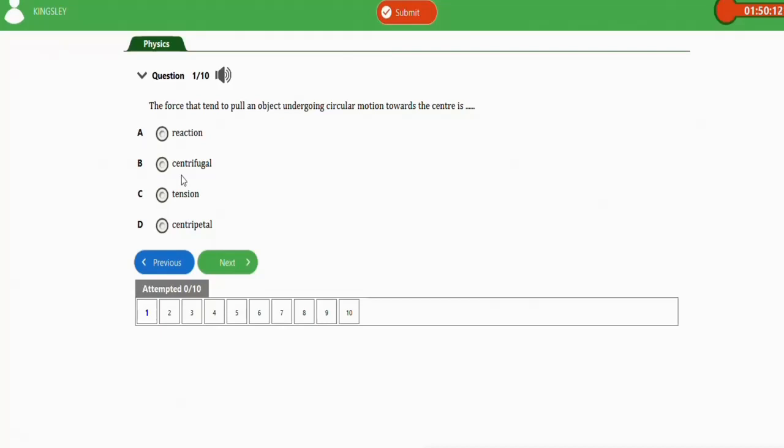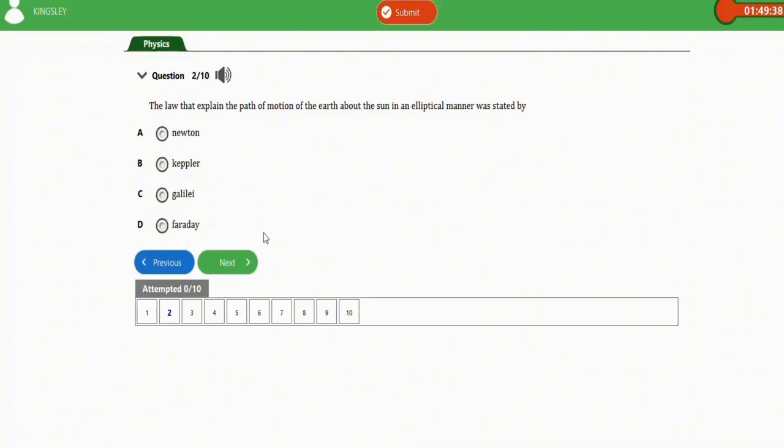For this particular question, since the force is pulling the object towards the center, it is centripetal, which is option D. The next repeated question says the law that explains the path of motion of the earth about the sun in an elliptical manner was stated by. So the correct option in this question is option B, Kepler. Take note of this particular question. I've often seen it repeated. The same thing is applicable to the first one we just finished answering.